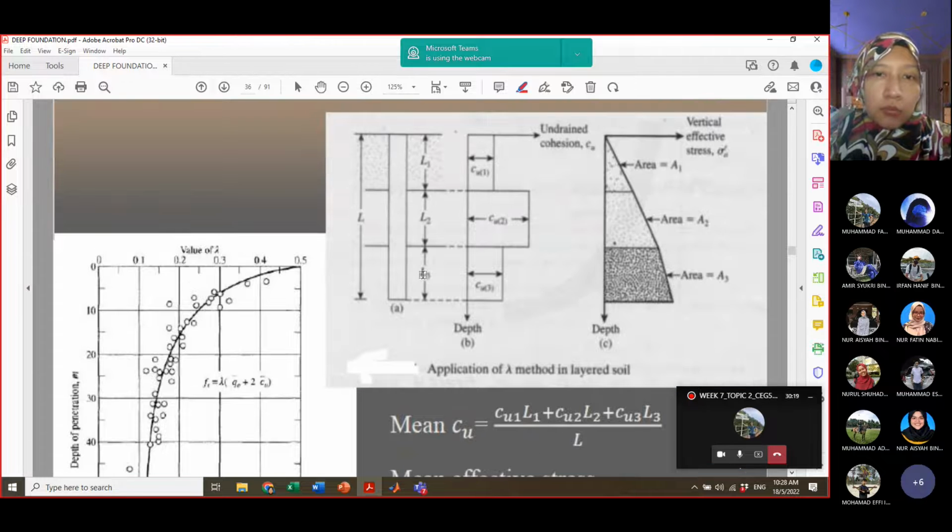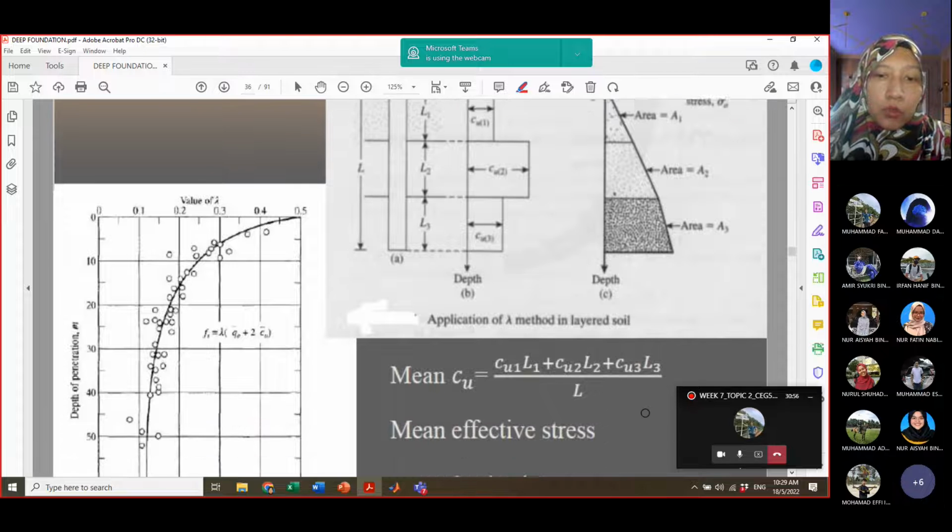Look at this example, assuming that you have embedded depth of the pile ataupun you ada total length L and different depths L1, L2, L3 having different undrained shear strengths CU1, CU2, CU3. Maknanya setiap layer clay soil ni dia bagi nilai CU berbeza. So you may see how the undrained shear strength may increase linearly with depth, so that when you want to estimate the mean CU in the lambda method, this is how it is supposedly given or calculated.